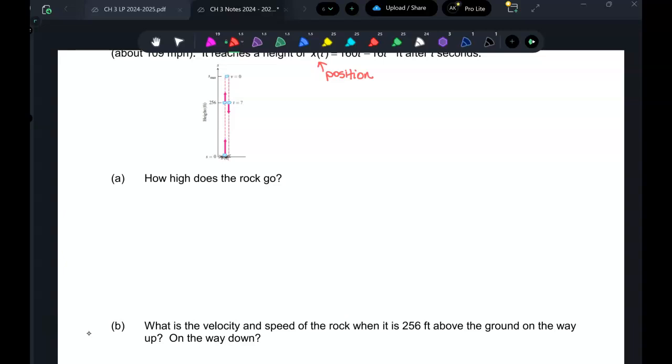When is it going to reach its maximum height? That's the lowest. When v of t equals 0, right? When the velocity equals 0, because remember when that rock goes up in the air, right at the moment where it hits that maximum height, it's got this instant where it stopped, where its velocity is 0.